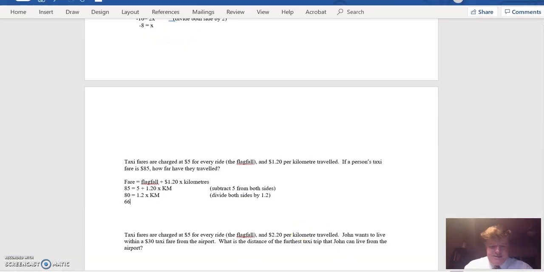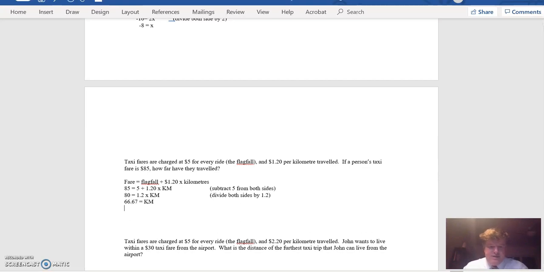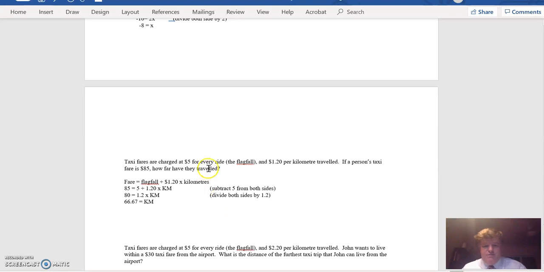So 66.67 equals the number of kilometres. And because it's a worded question, we want to answer in words. So they have travelled 66.67 kilometres. And I want to check that that seems reasonable. $1.20 per kilometre, so it's going to be a little less than the 85. 66.67 kilometres seems pretty reasonable to me.